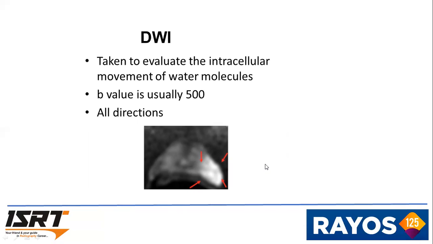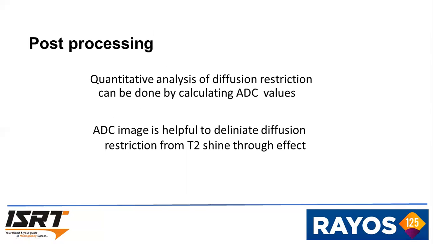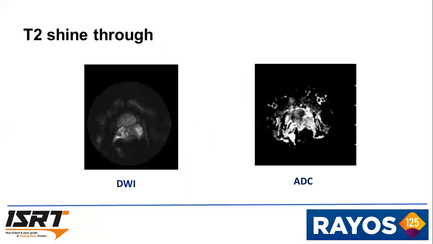B value is usually set as 500 for prostate. It is taken in all directions. Some post-processing is required for the analysis of the diffusion restriction. Quantitative analysis of diffusion restriction can be done by calculating ADC values, that is apparent diffusion coefficient values. ADC image is helpful to delineate diffusion restriction from T2 shine through effect.